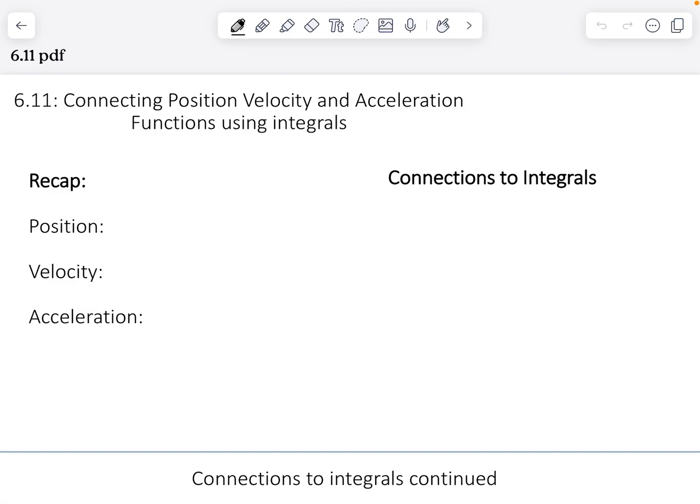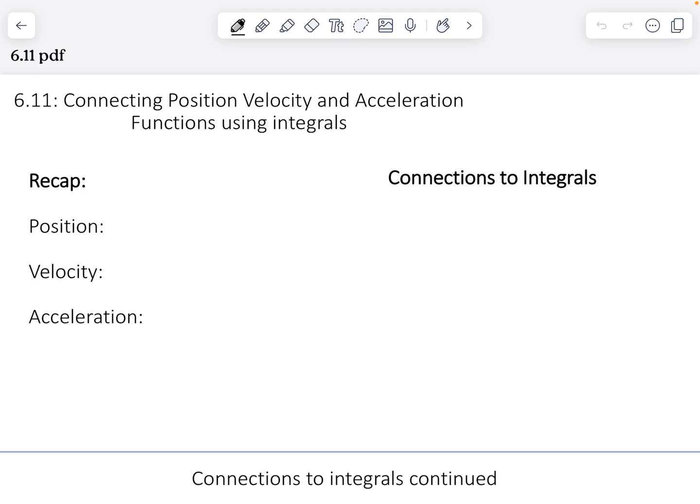Hello everyone, welcome to connecting position, velocity, and acceleration functions using integrals. This is 6.11 for us, but technically it is in AP Classroom as 8.2. So this is just going to talk about, very obviously, how these things that we learned back in Unit 4 connect to what we're doing today.